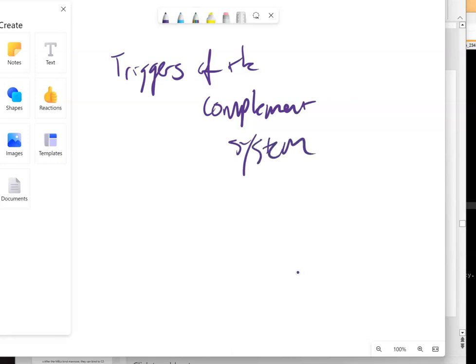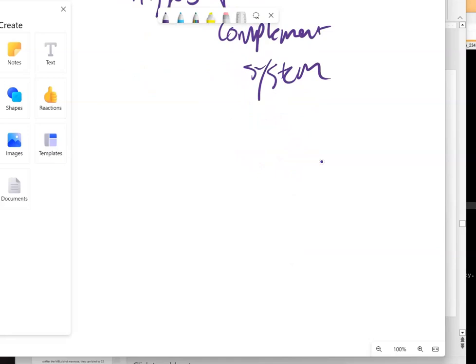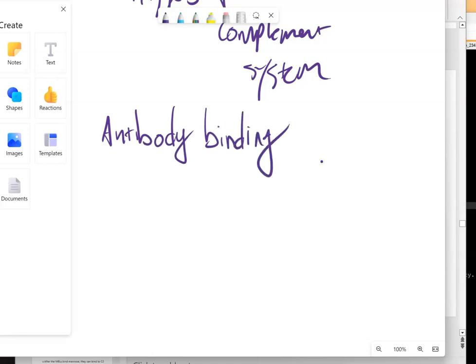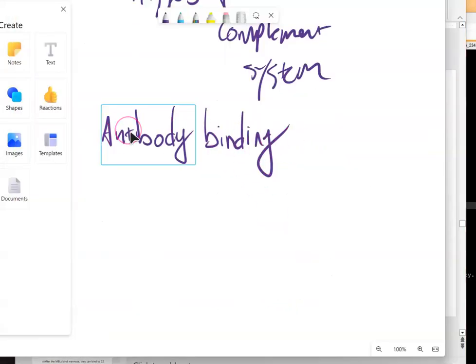So let's look at how it's turned on before we look at what it does. One of them is going to be antibody binding. So if something in the bloodstream has antibodies stuck to it, that will trigger the complement cascade, we call it. That will trigger the complement system. And that is the classical pathway. That is this pathway. And it's adaptive. Antibodies are as adaptive as something can be.